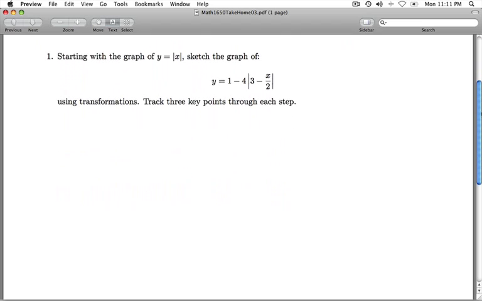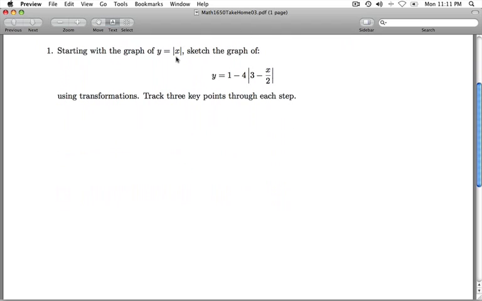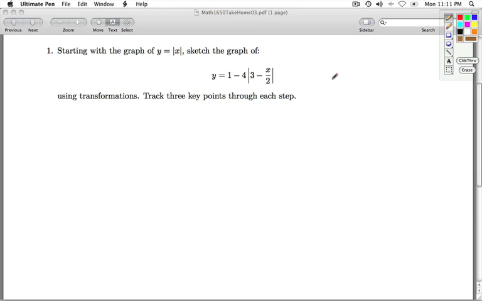We're asked to start with the graph of a fairly innocuous function, y equals absolute value of x, and then use transformations to graph this beast. So the first thing we're going to do to get a handle on this is to rewrite this.